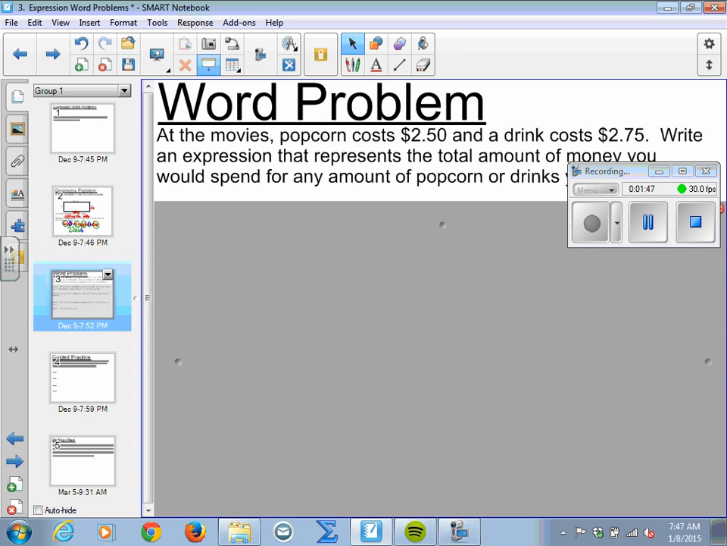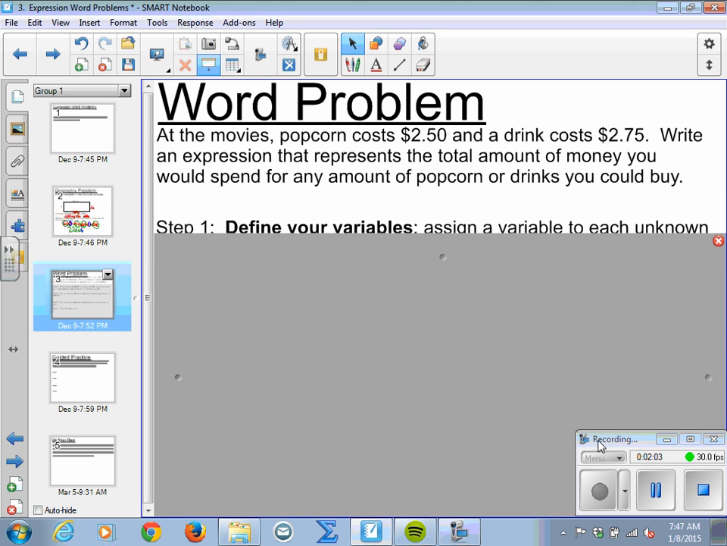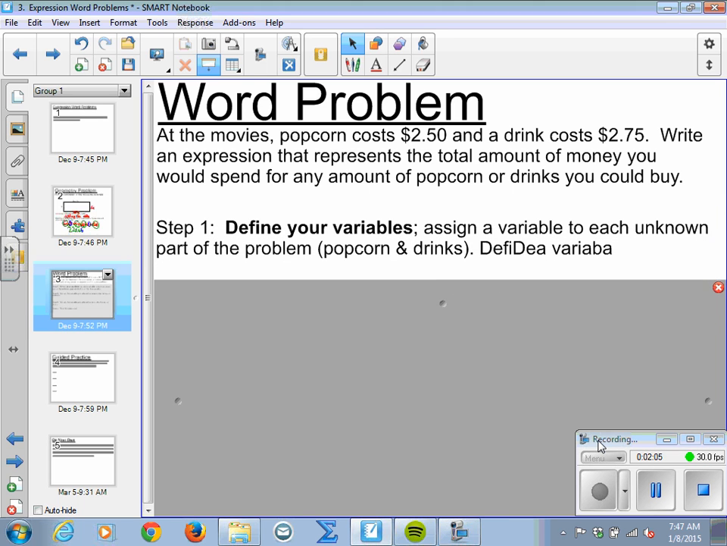Now we have a straight up word problem. At the movies, popcorn costs $2.50 and a drink costs $2.75. Write an expression that represents the total amount of money you would spend for any amount of popcorn or drinks you could buy. Start by defining the variables. That means we assign a variable to each unknown part of the problem. In this case, it's popcorn and drinks.